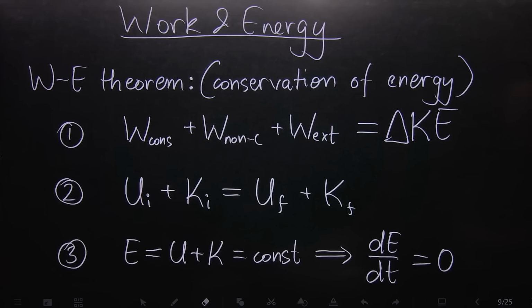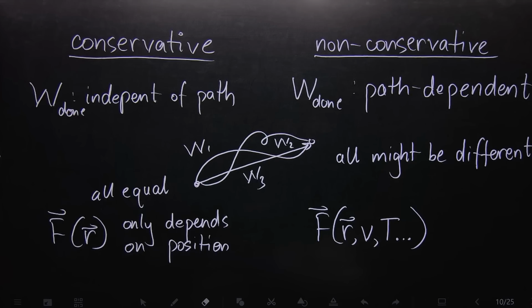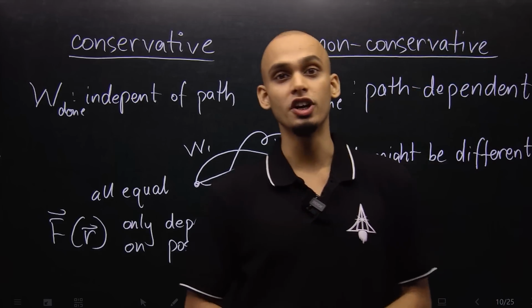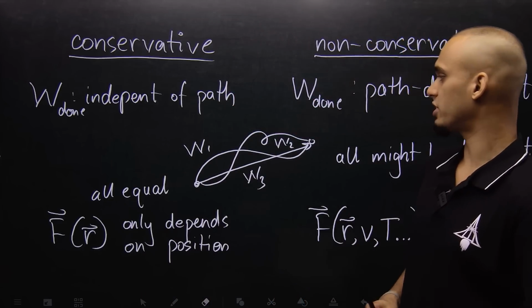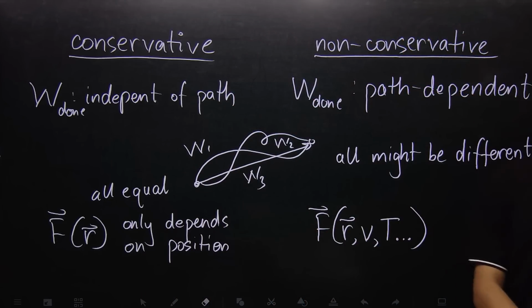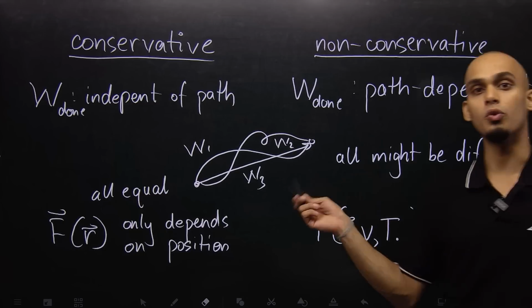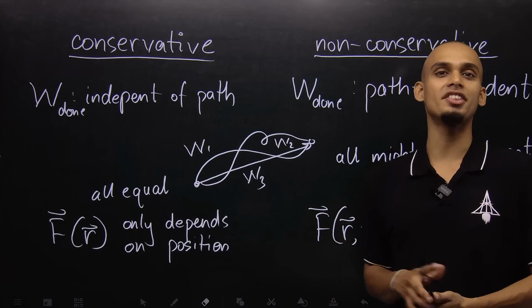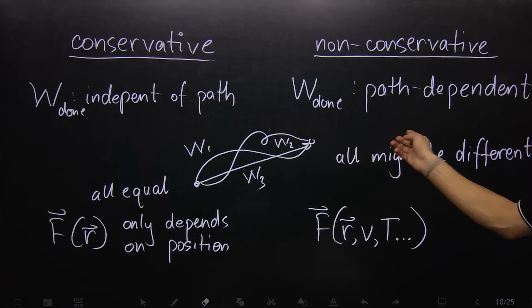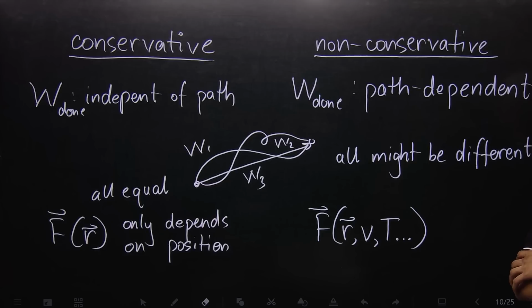Over here we distinguish between conservative forces and non-conservative forces because of the way in which they do work on objects. Conservative forces are only dependent on the position. Non-conservative forces can depend on other quantities also, like velocity of an object, temperature of the surrounding or object, whatever. But the most important point is that for conservative forces, work done is independent of path taken, whereas it is dependent on the path for non-conservative forces.